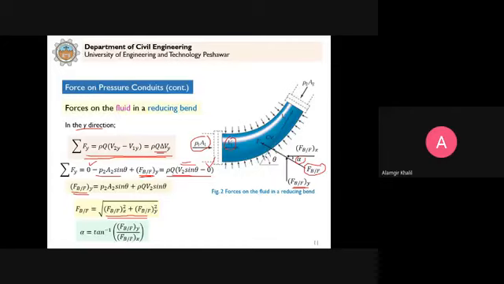So this is the force which is exerted by bend on the fluid, but we are interested to calculate force of fluid on the bend. So that will be equal and opposite to this. What will be the force of the fluid on the bend?